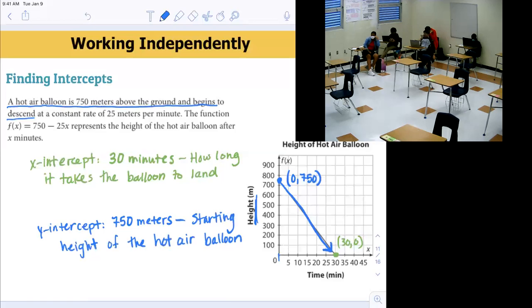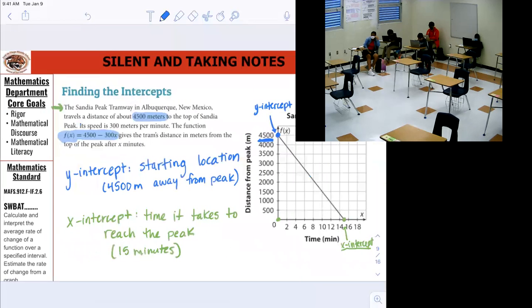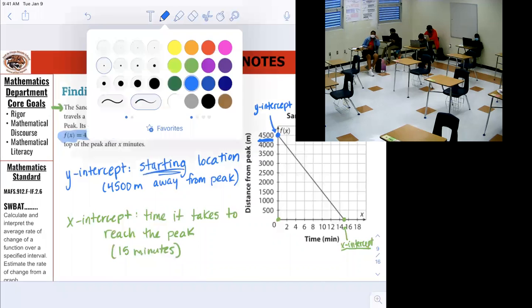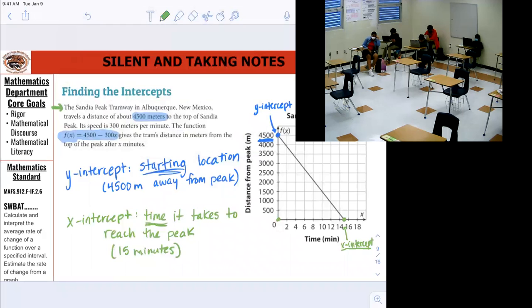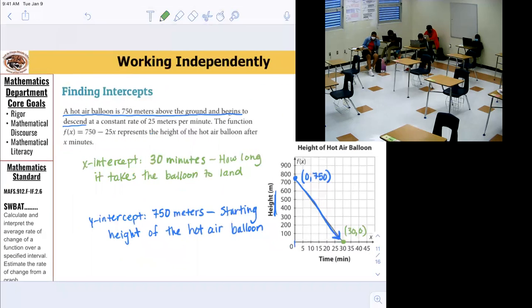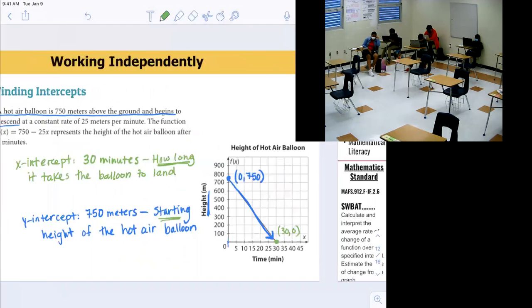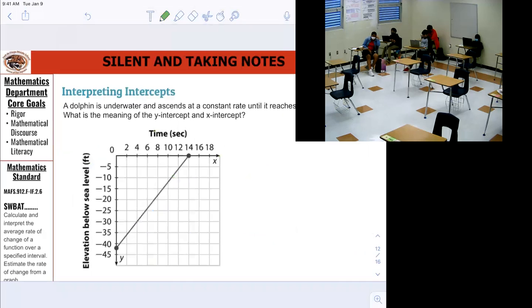And if you notice, it's pretty similar to this one, where the y-intercept was the starting location and the x-intercept was how long, the time that it takes to reach its destination. So y-intercept is our starting location and x-intercept is how long it takes. And that's going to be a pattern you guys will notice. So let's do one more. We have 2 more problems and then we're pretty much done. Let's do this one together because it's a little bit different.